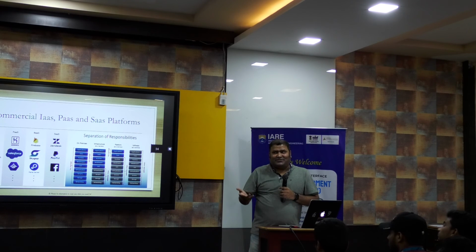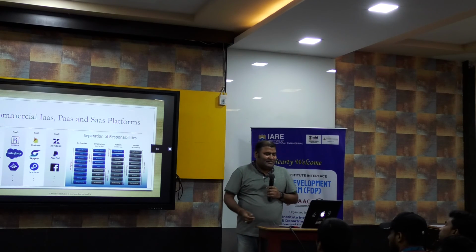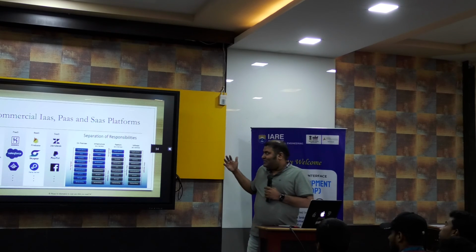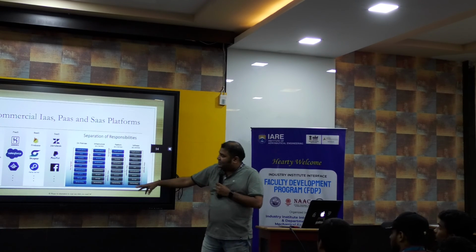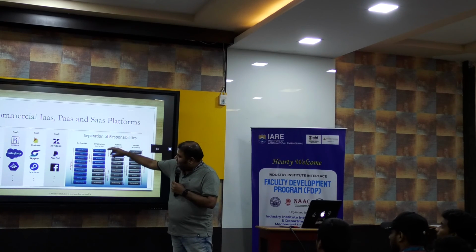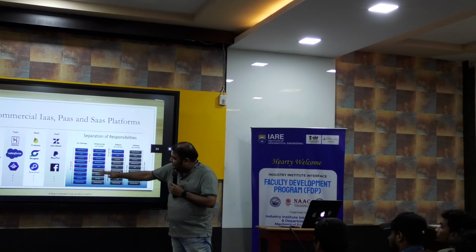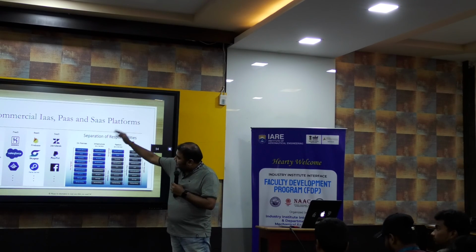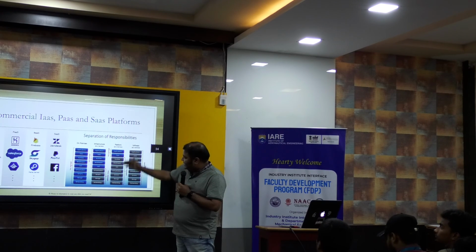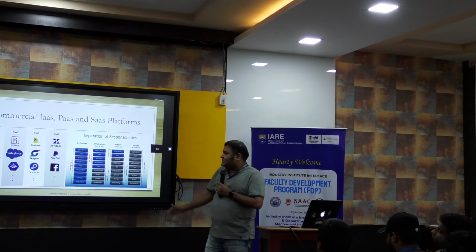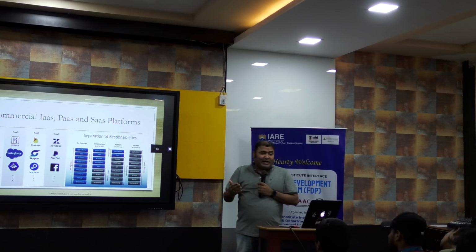SaaS, software as a service. The entire software itself is available as a service. And this is how these things actually work. On-prem, everything is sitting together in your own infrastructure, that is in your own data center. Infrastructure as a service, only these things are sitting in your data center, and these things are provided by the infrastructure provider. Then platform as a service, again software as a service. So the whole paradigm changes.